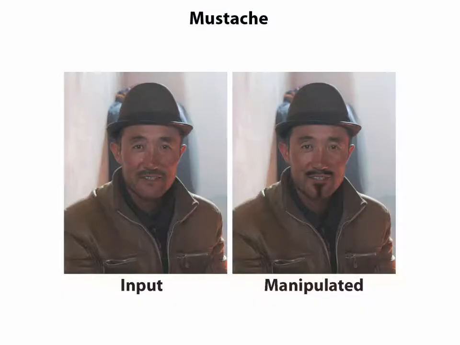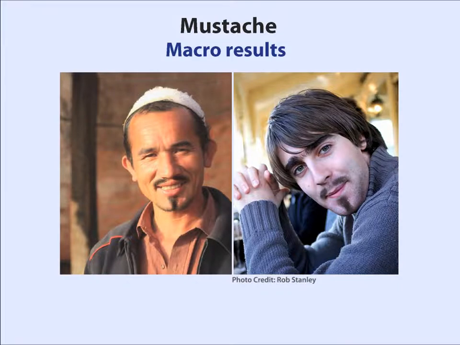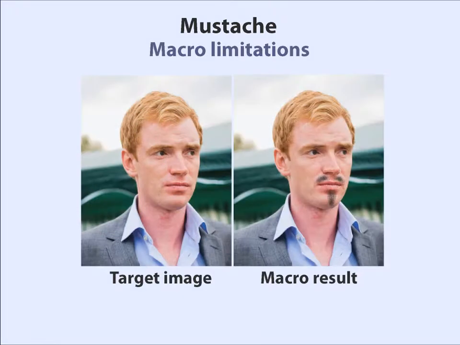Here is an example of adding a mustache to the portrait of a man. We now transfer the manipulation to new target images. The transfer is successful for a person with dark hair, but when the macro is applied to a person with light hair, it looks very unnatural, even if the location of the mustache is correct. Our system is not able to learn the dependency between hair color and mustache color. An interactive machine learning approach would help in these situations.